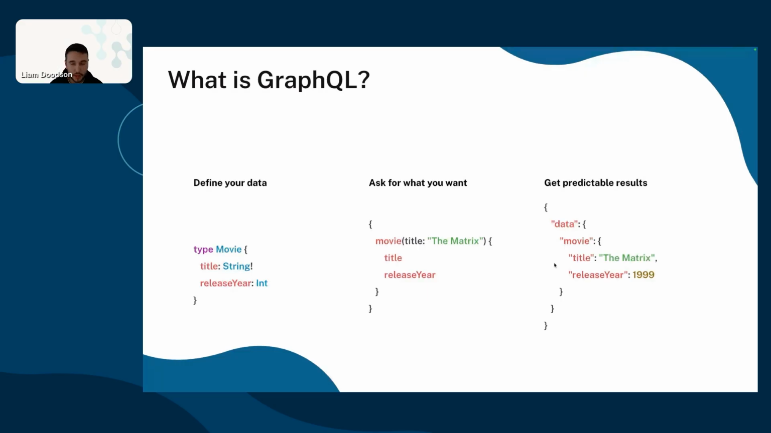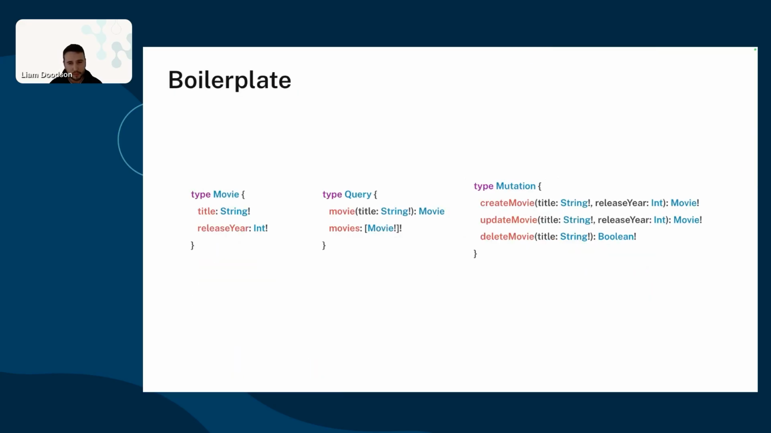So GraphQL is really good, especially from the client perspective, because as a client, we know exactly what we're going to get, and we're not going to be overfetching any data. But there can be a few pain points, especially if you're the maintainer of the GraphQL server. One of those pain points is you have to write quite a lot of boilerplate.